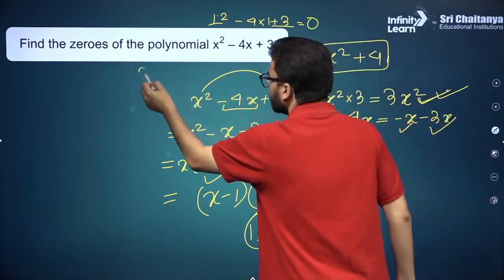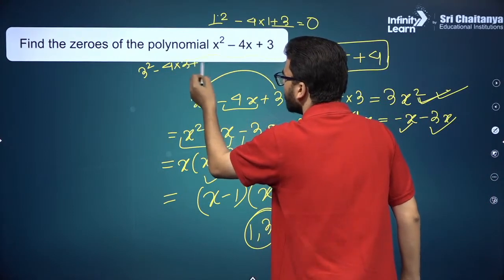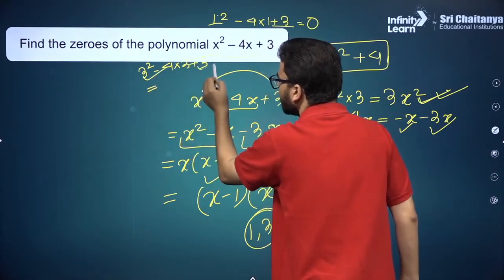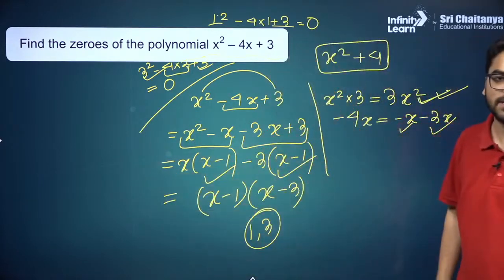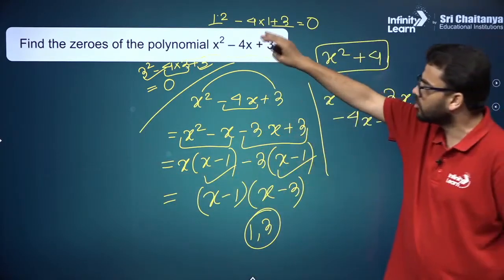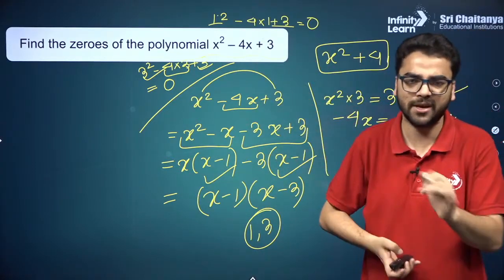And if you put x is equal to 3, you'll get 3 square minus 4 into 3 plus 3. So that is equal to 9 plus 3 is 12, minus 12. This is also 0. So basically 1 and 3, they are the zeros of this polynomial. You can put in the polynomial itself and you can check your answer. I hope it is clear. Yeah, you must have done some mistake, no problem.